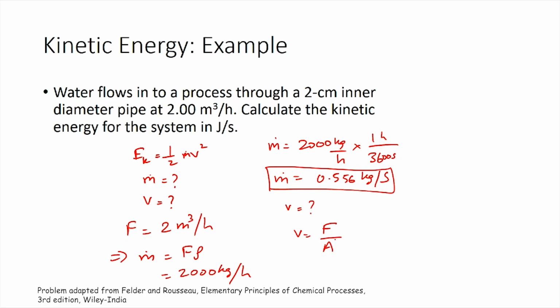The cross sectional area of a pipe with an inner diameter of 2 centimeters would be pi r squared, where r is 0.01 meters. So, diameter is 2 centimeters, which is 0.02 meters. So, radius is 0.01 meters. So, you get the cross sectional area as pi r squared.